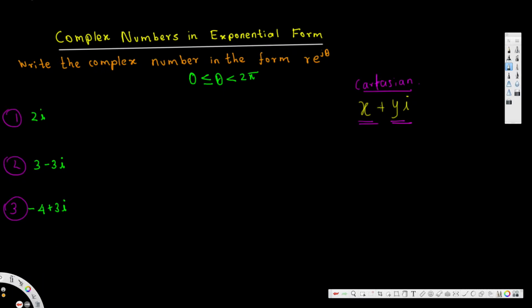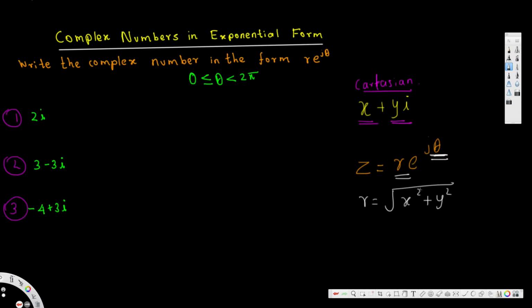To convert these, there's a formula you can use. First of all, let's look at the pattern of the exponential form. The exponential form will look like this: r e power j theta. Here two things we have to care about. One of them is this r. R can be found using the Pythagorean theorem, and theta can be found using tan theta. Now let's see how to find out the r. R is equivalent to the square root of x square plus y square.